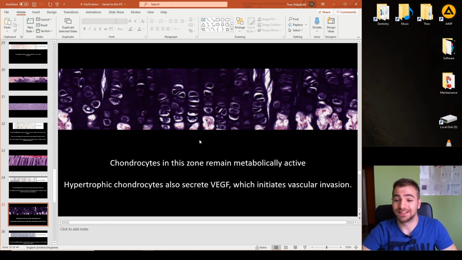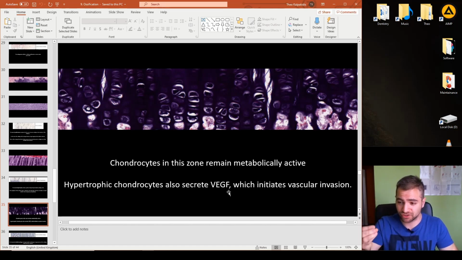Of course, the very important feature that we should again underline is the production of vascular endothelial growth factor. Why do we care so much? Because this factor is the one that will initiate vascular invasion, meaning that because of this increased concentration of vascular endothelial growth factor, we're going to have the penetration of the vessels and this will allow for the bone marrow to form.